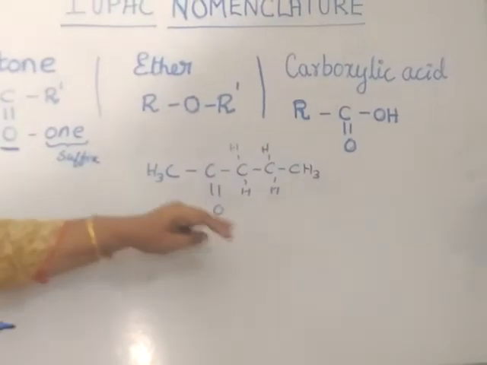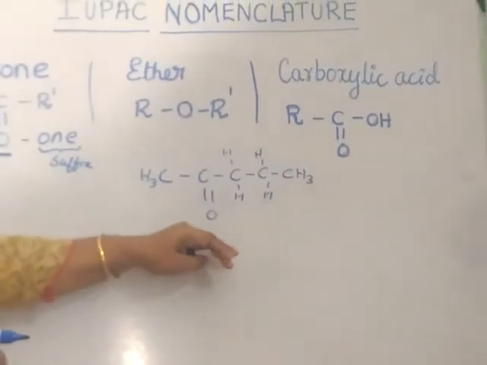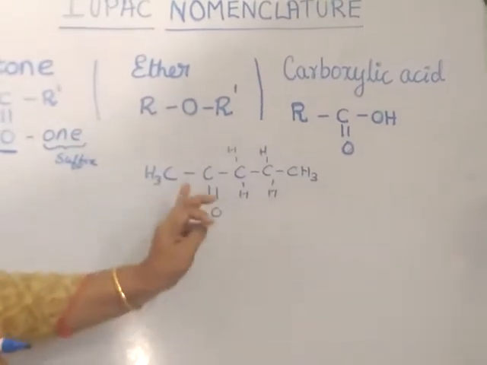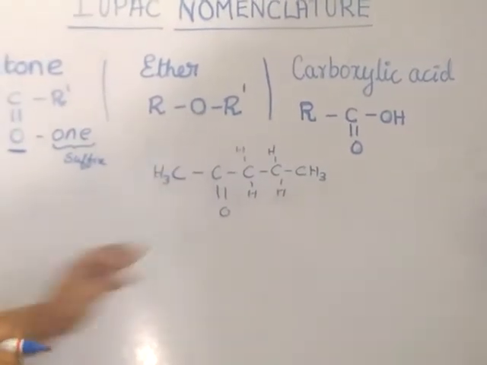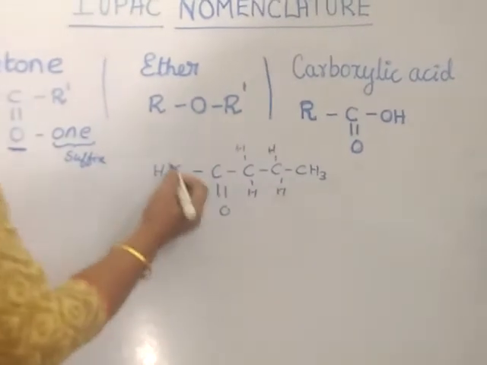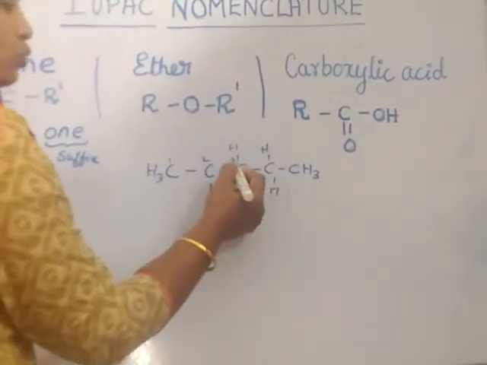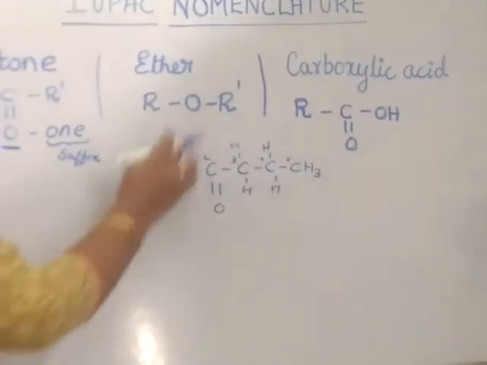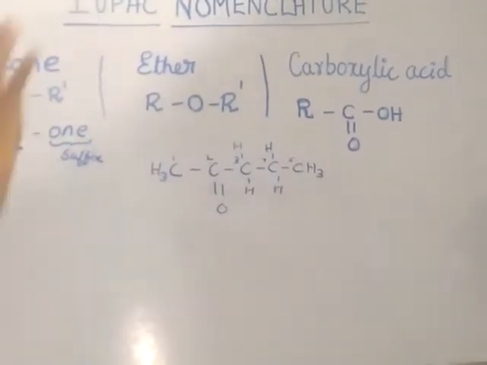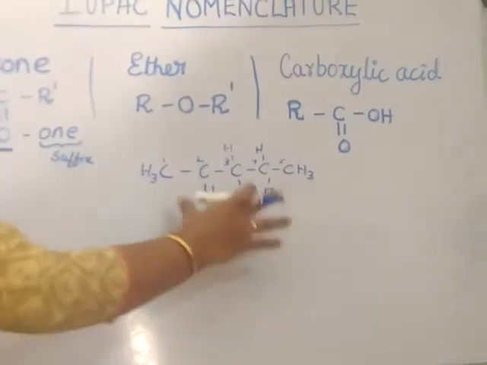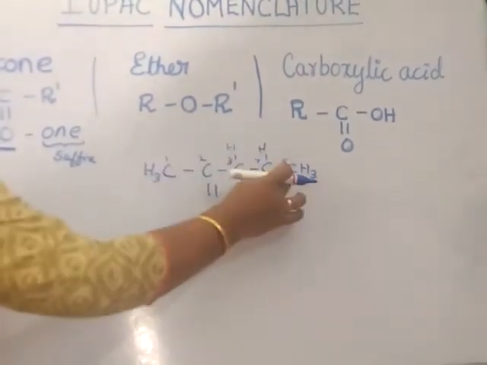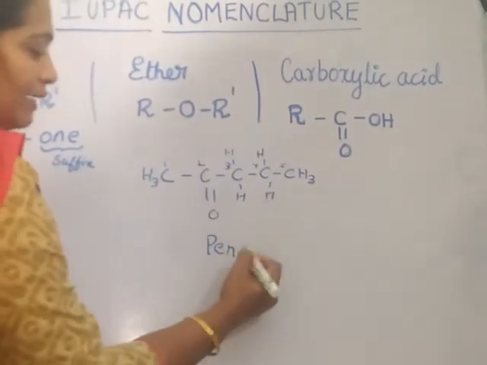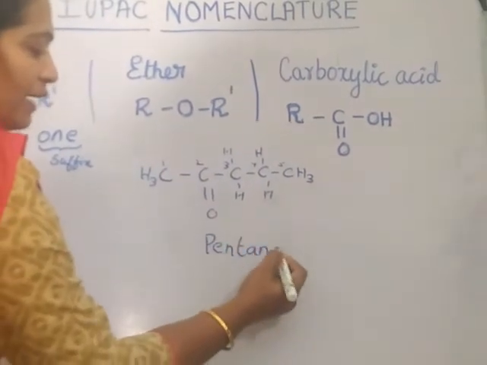How to give the IUPAC name of this particular compound? As I have already told you, the functional group should be given the lowest number. So, we have to start numbering first. From here 1, 2, 3, 4, 5. The one more doubt the students will have is whether the functional group carbon has to be numbered. Definitely it has to be numbered. Now, what is the number of carbons here? 5. What is our 5? It is pentane.